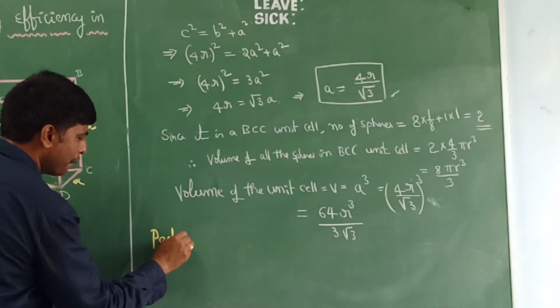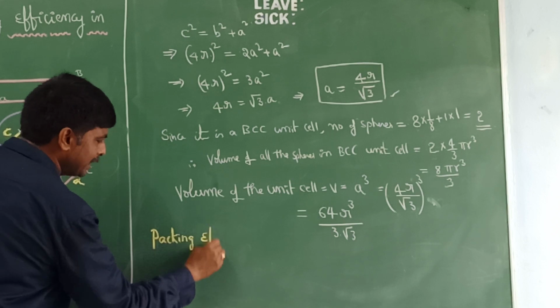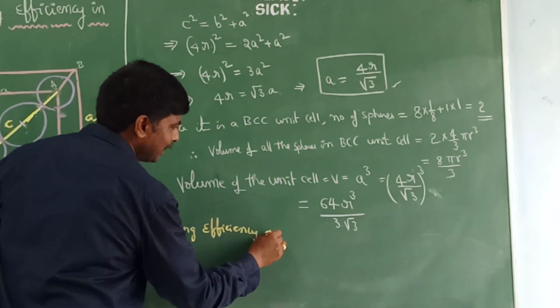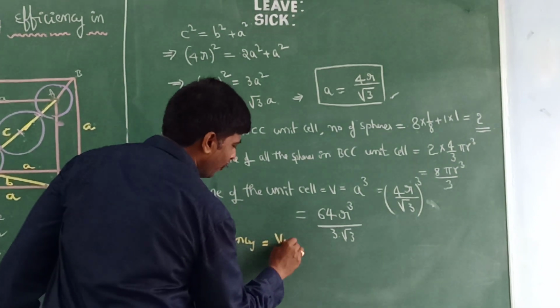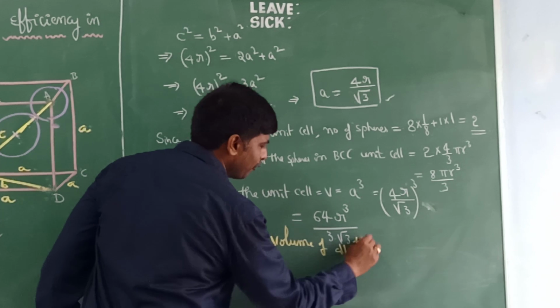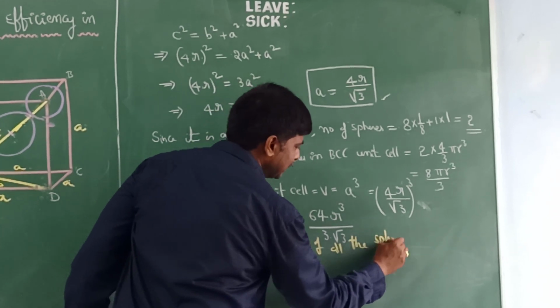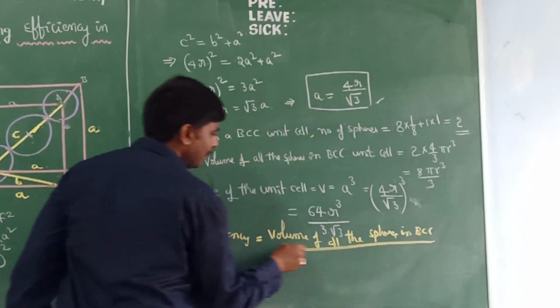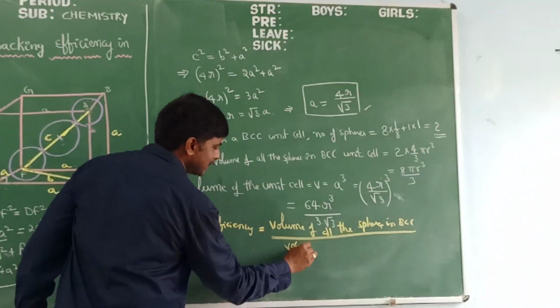So now, packing efficiency, the final step. What is the formula of packing efficiency? Volume of all these spheres in the BCC unit cell divided by volume of the unit cell.